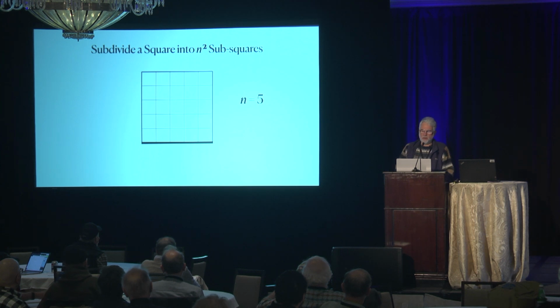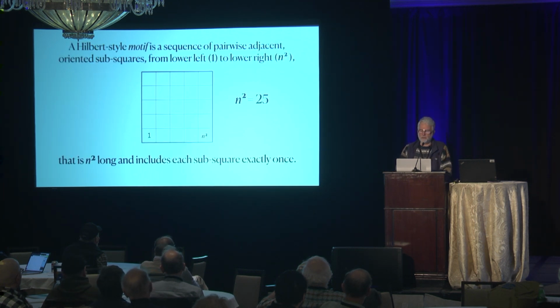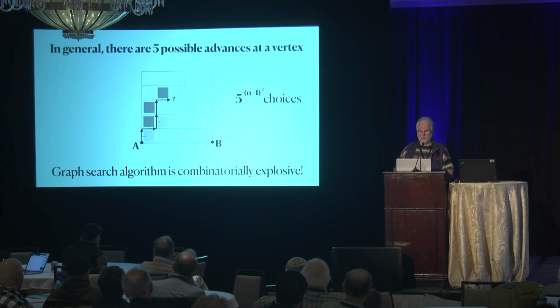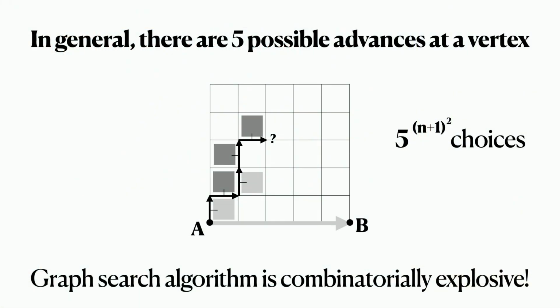Now we're going to subdivide the square into n squared subsquares. And we're going to define a Hilbert-style motif as a sequence of pairwise adjacent oriented subsquares from lower left to lower right, such that it's n squared long, includes each subsquare exactly once, and such that the distinguished edges form a piecewise connected path from A to B that is n squared long. Now, what I was interested in was, there's plenty of these paths, but you're interested in self-avoiding paths. And the problem is that, in general, there are 5 possible advances of this path at each vertex in this grid graph, which means the graph search algorithm is combinatorially explosive.